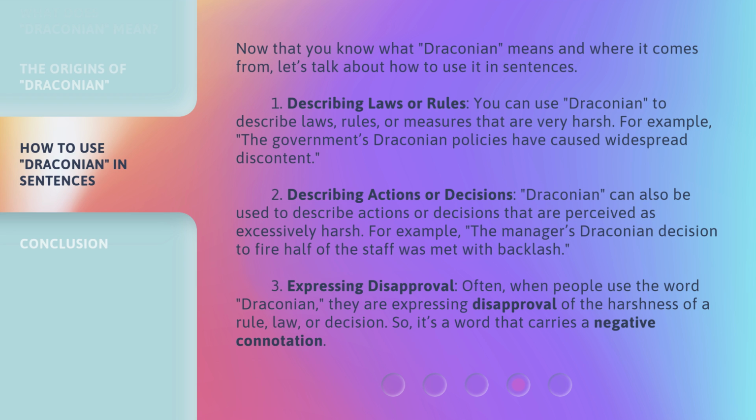3. Expressing disapproval. Often, when people use the word draconian, they are expressing disapproval of the harshness of a rule, law, or decision. So, it's a word that carries a negative connotation.